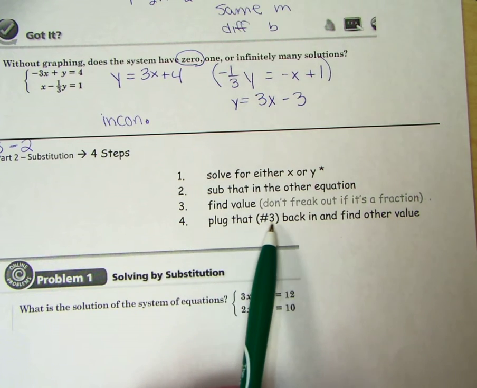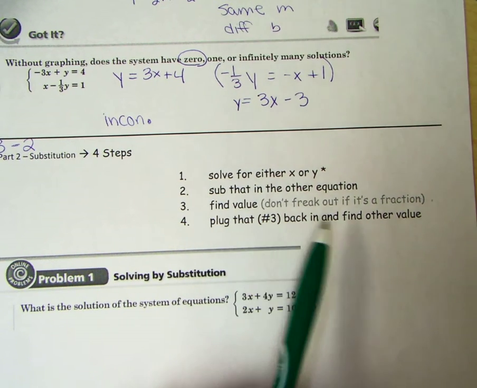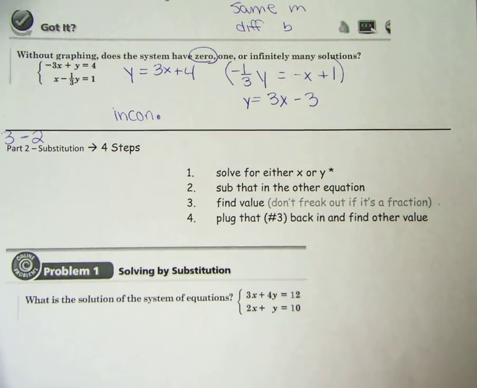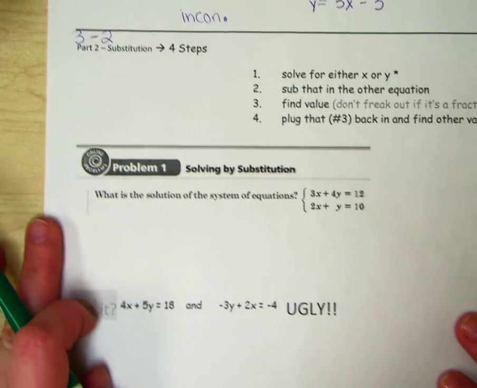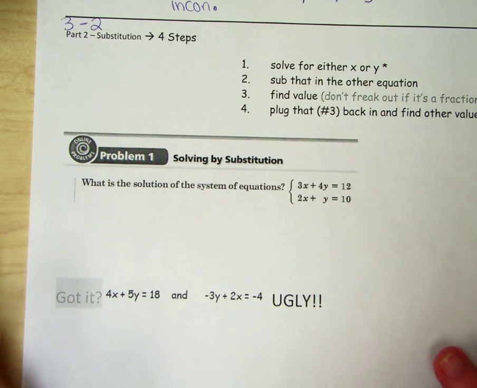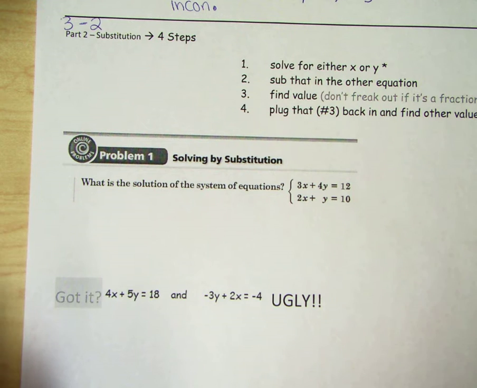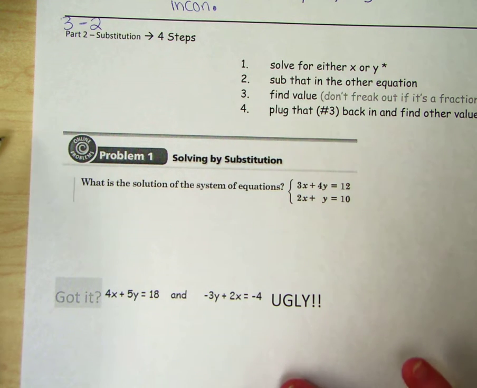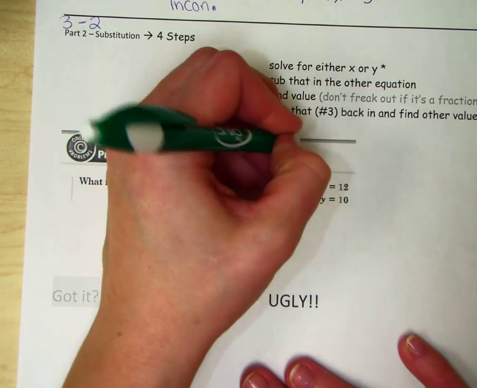And you're going to plug that value that you got in number 3 back in and find out what the other value will be. Problem 1 has pretty ugly answers. And if you're working on it ahead of me, you should get 28 over 5 and negative 6 over 5.